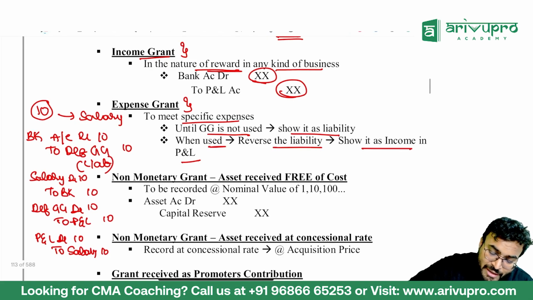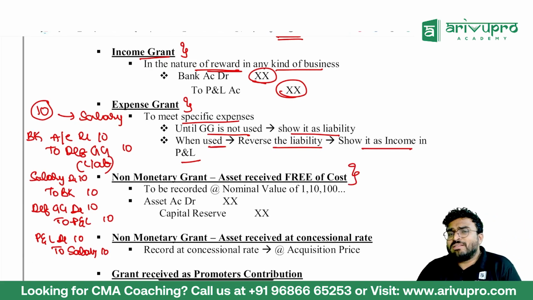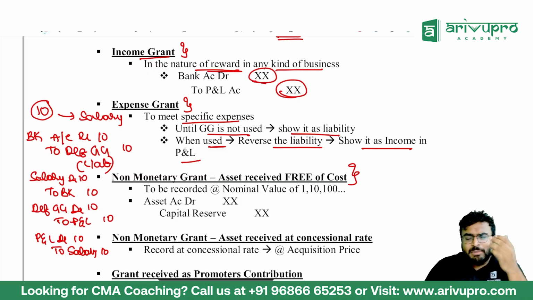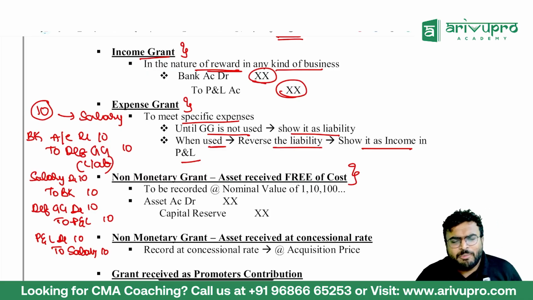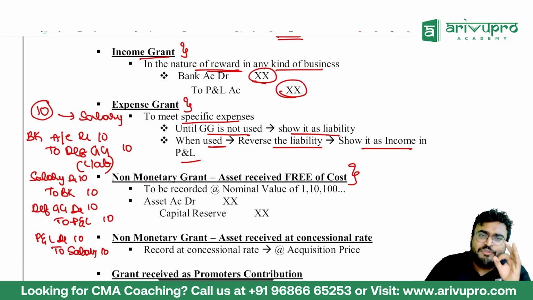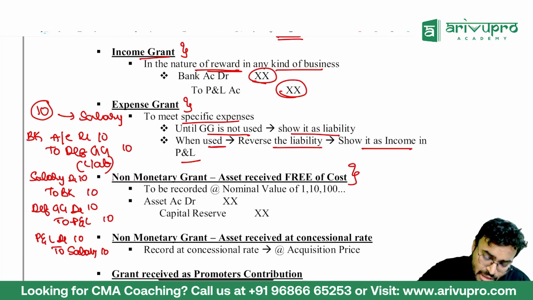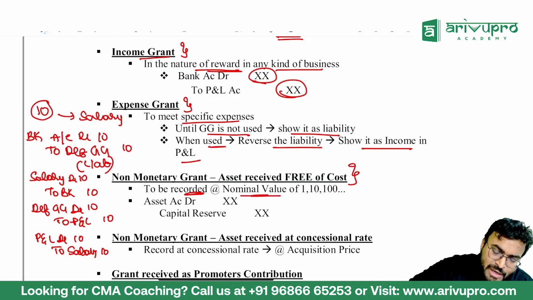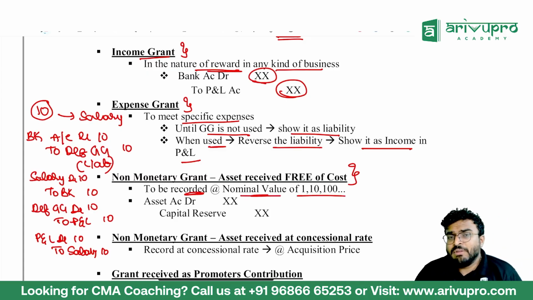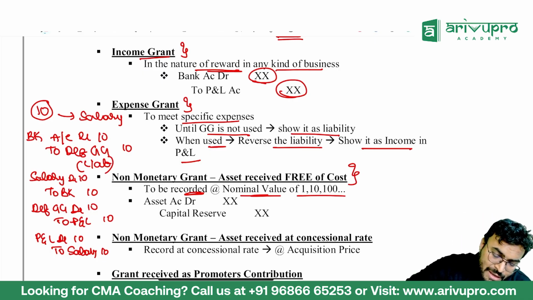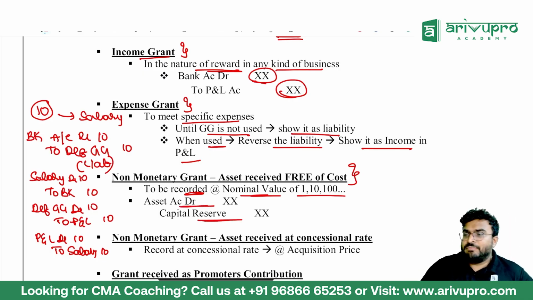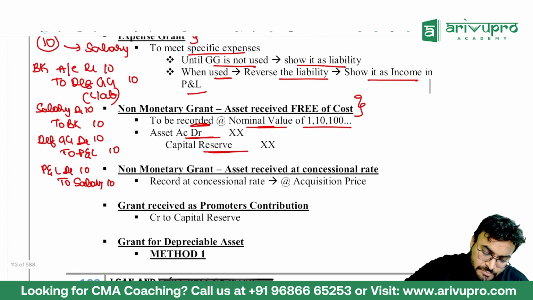Non-monetary grant, asset received free of cost. Somebody gave you one building, government gave you one building or government gave you one machinery for free of cost. It is to be recorded at nominal value of 1, 10 or 100. Asset account debited to capital reserve. Is this clear? Okay, next.